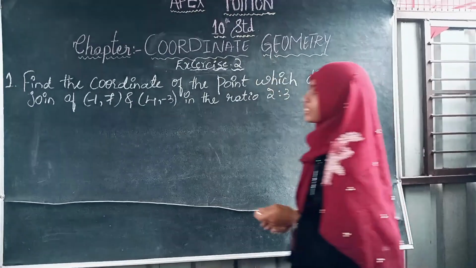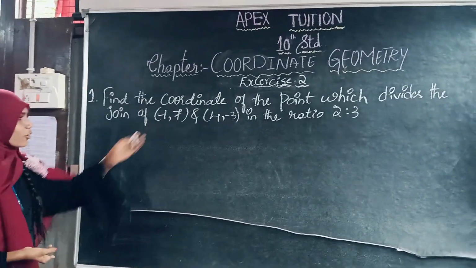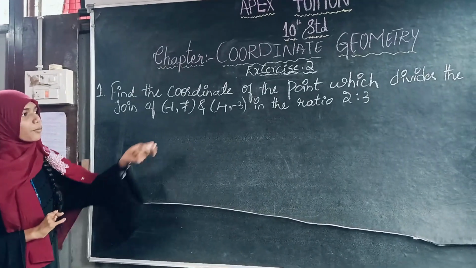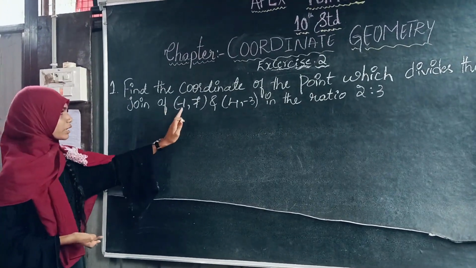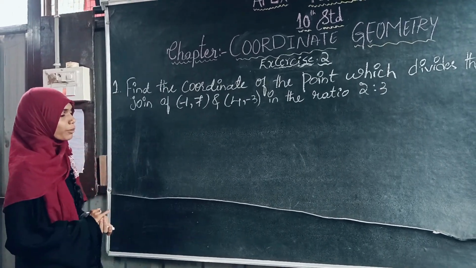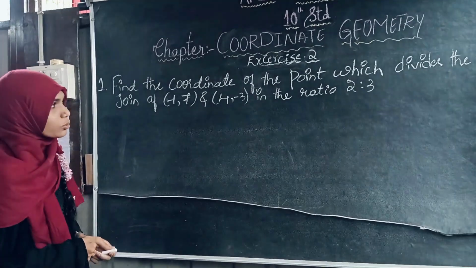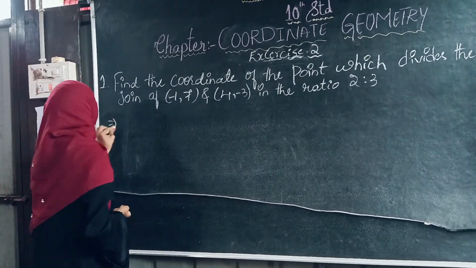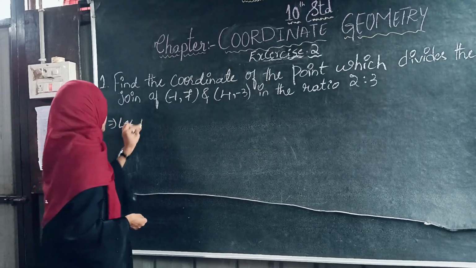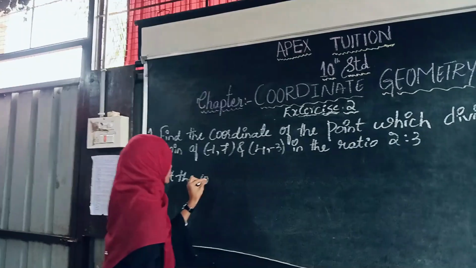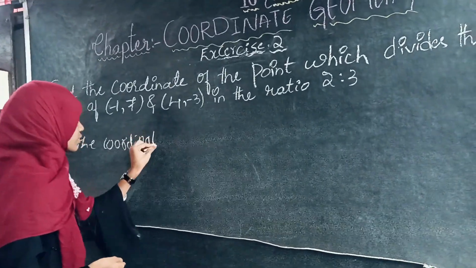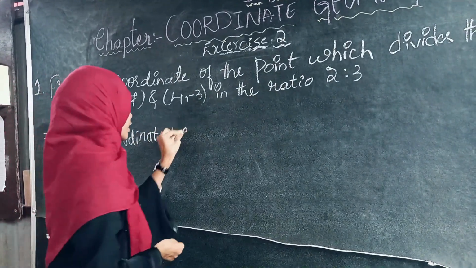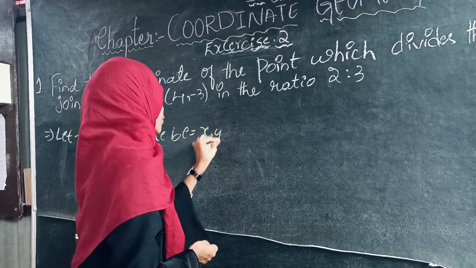Let's start the exercise 2. Question number 1. Find the coordinate of the point which divides the join of (minus 1, 7) and (4, minus 3) in the ratio 2:3. Let the coordinate be x comma y.